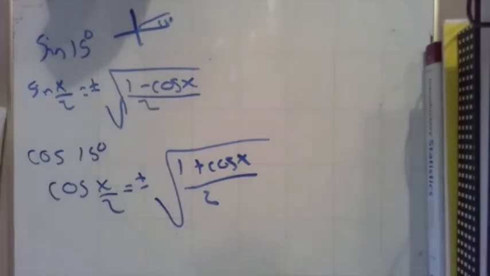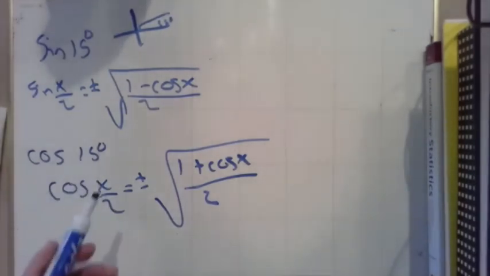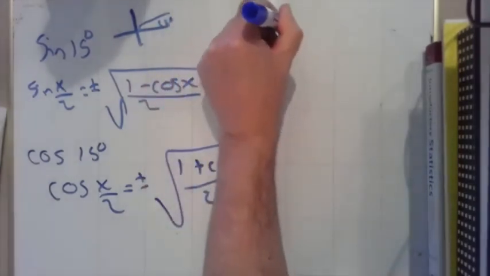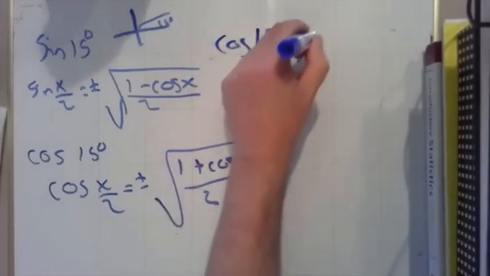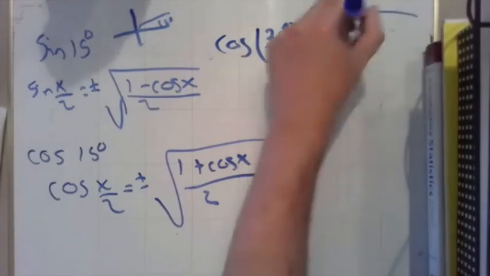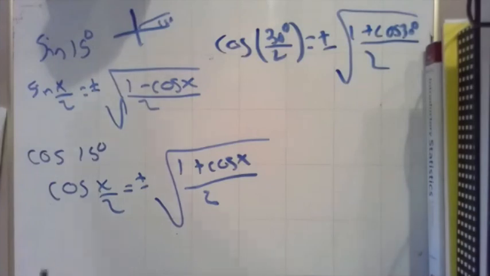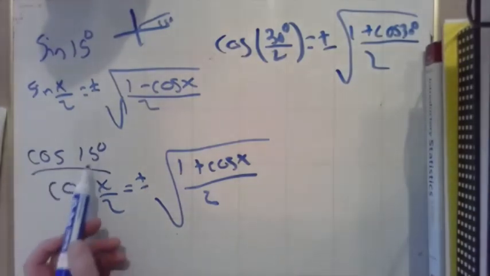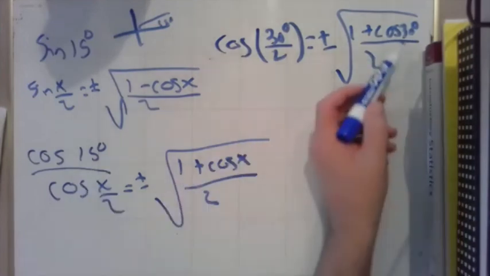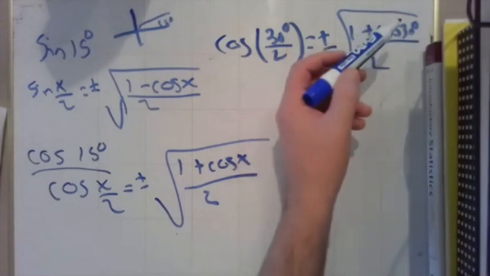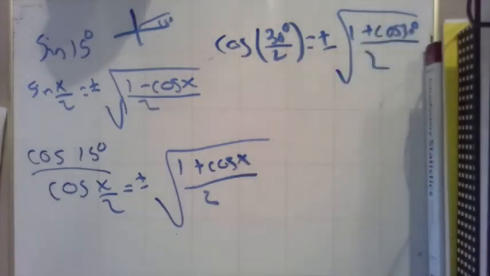So for me to find cosine of 15 degrees, the first thing I have to think is, oh, 15 is half of 30. So I would think cosine of half of 30 would be plus or minus the square root of 1 plus cosine of 30 over 2. In the original problem, the question had a 15 in it. It's not 15 I'm plugging in here. I'm plugging in double 15. I'm plugging in 30. When you're using the half angle formula, you end up plugging in double what you were given.